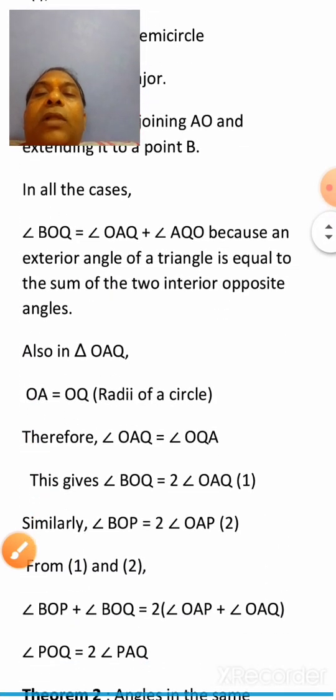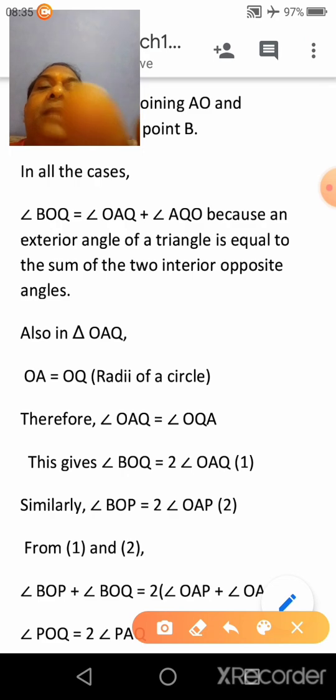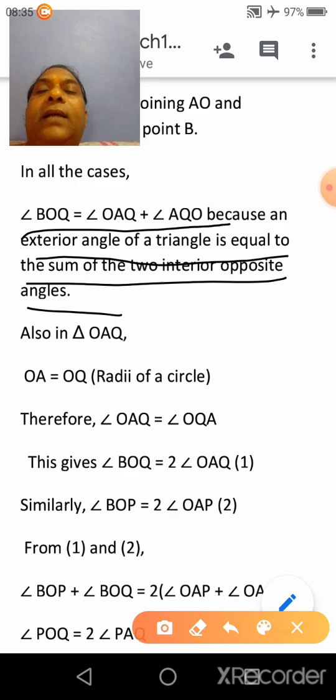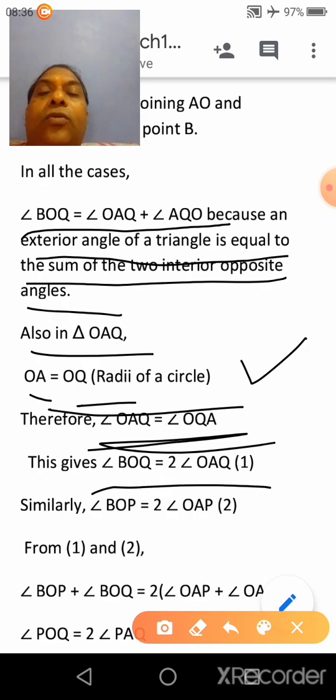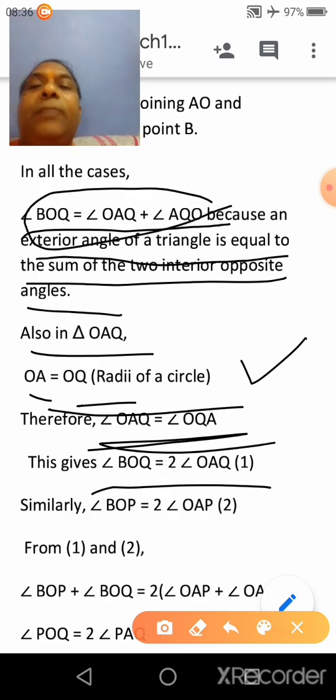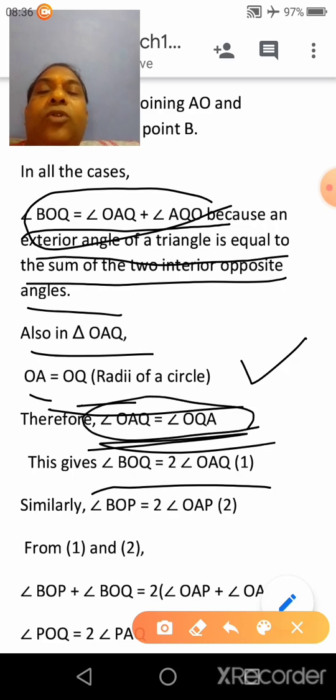Now in all the cases, angle BOQ is equal to CAQ plus AQO, because the exterior angle of a triangle is equal to the sum of the opposite interior angles. We know that. And in triangle OAQ, OA will be equal to OQ because they are radii, so the opposite angles will also be equal. So angle BOQ will be equal to twice of CAQ, because here we have to put OAQ in place of OQA.